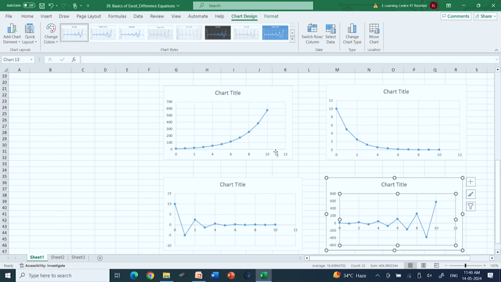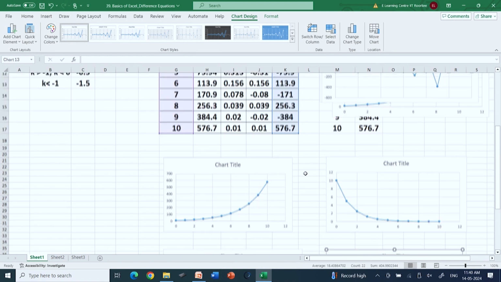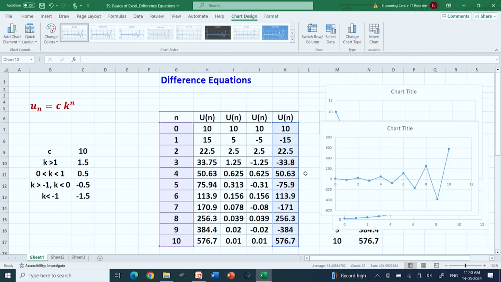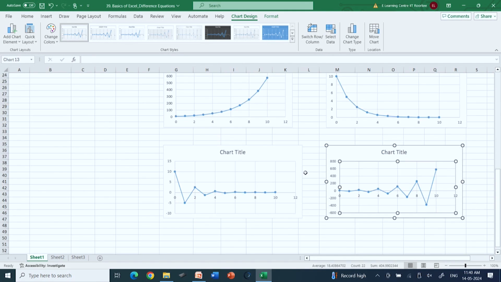So, the first one tells you that when k is greater than 1, the value increases unboundedly. When k lies between 0 and 1, the value decreases and ultimately goes to 0. When minus 1 is less than k less than 0, it is an oscillatory behavior, but a damping oscillation where the oscillation slowly decreases and dies out.